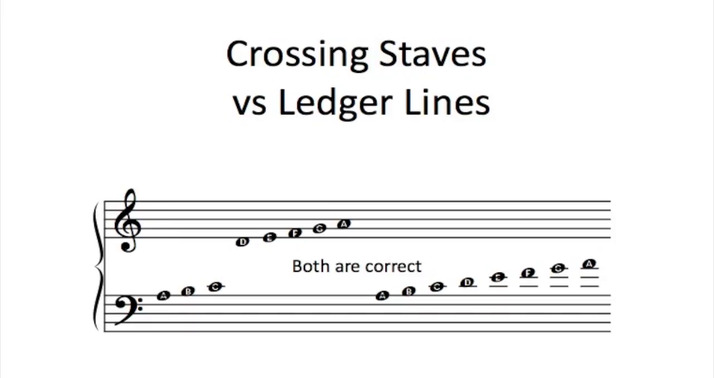If you write the letters in order starting on the bass staff, one way to continue would be to cross over onto the treble staff. The other way would be to continue on the bass staff, but to extend the bass staff by using ledger lines.